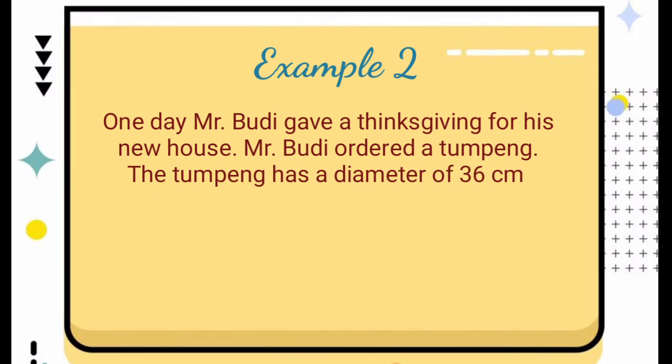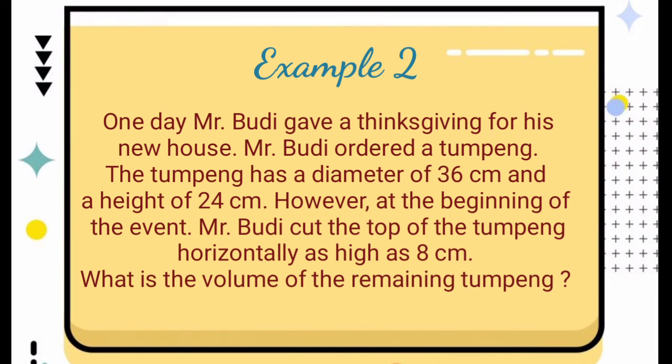Example 2. The question: one day, Mr. Budi held a thanksgiving for his new house. Mr. Budi ordered a tumpeng. The tumpeng has a diameter of 36 centimeters and a height of 24 centimeters. However, at the beginning of the event, Mr. Budi cut the top of the tumpeng horizontally, as high as 8 centimeters. What is the volume of the remaining tumpeng?